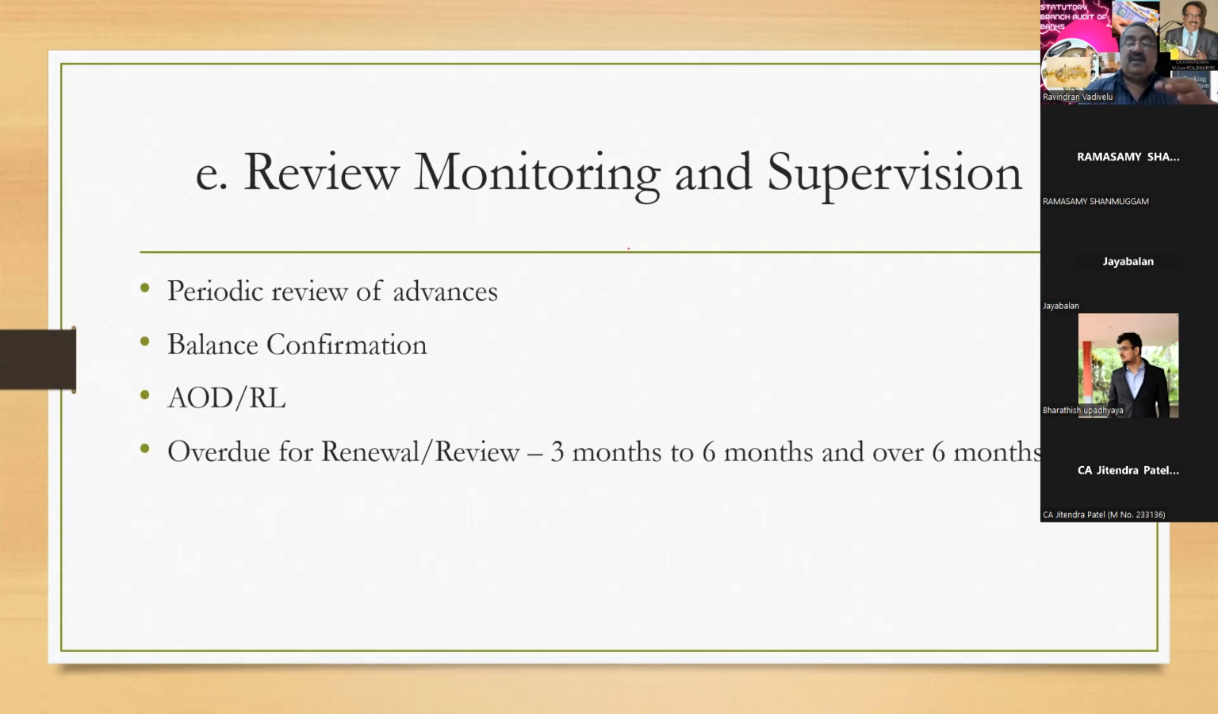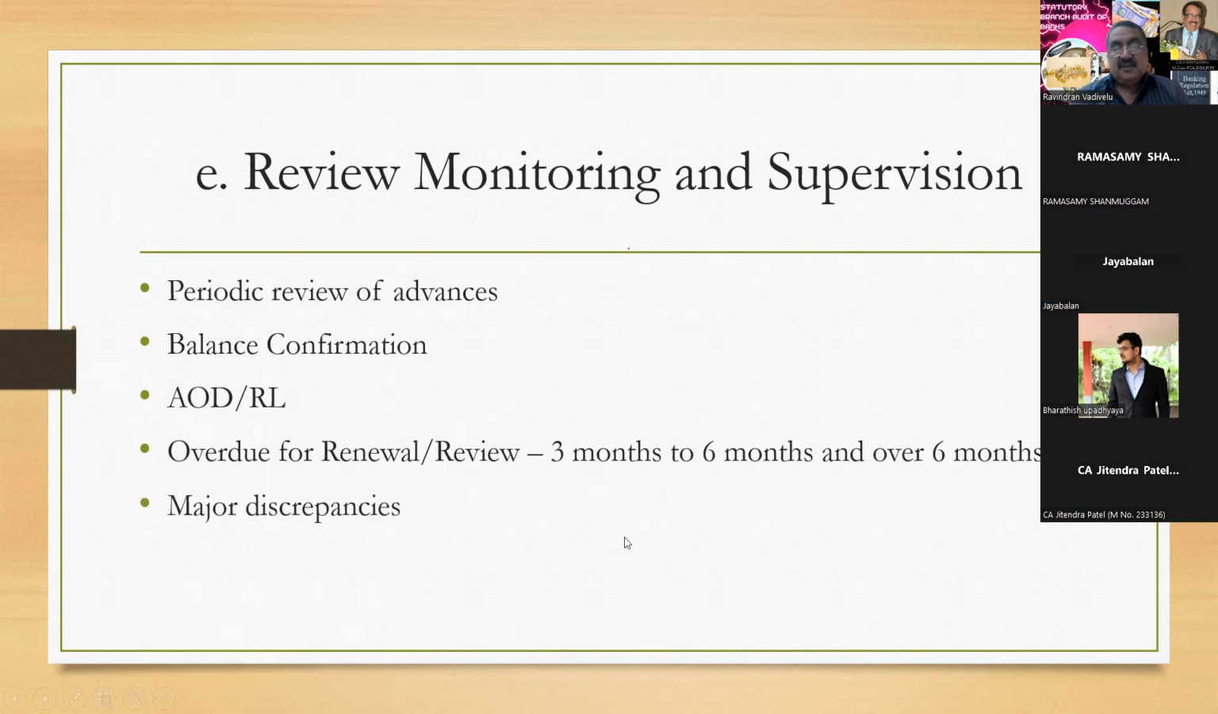And if the review or renewal is more than 6 months, as per the IRAC norms, if the renewal is not done within a period of 180 days from the original due date, then that is called NPA. So you have to be specific whether overdue renewal is pending or not, and give a specific point.